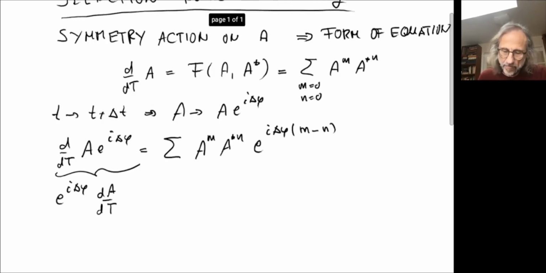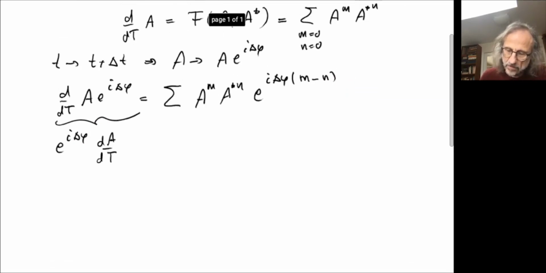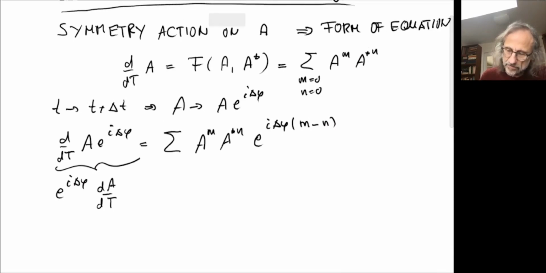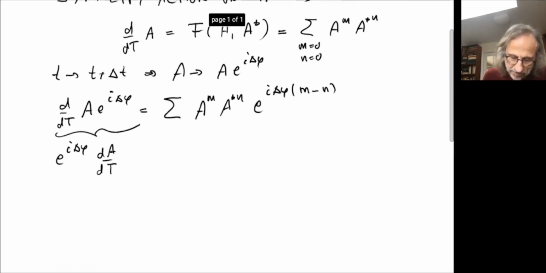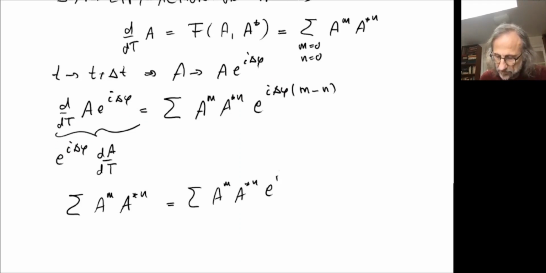And so now we know that not only does A have to satisfy this equation, but it also has to satisfy that equation. And so we have two equations for dA by dt, this one and that one. And so if you push the e to the i delta phi to the right-hand side, then you get a condition. On the one hand, we need that the sum over A to the m, A star to the n equals this stuff, including the e to the i delta phi, which is the sum over A to the m, A star to the n times e to the i delta phi times m minus n, and then from the left-hand side, we get a minus 1.